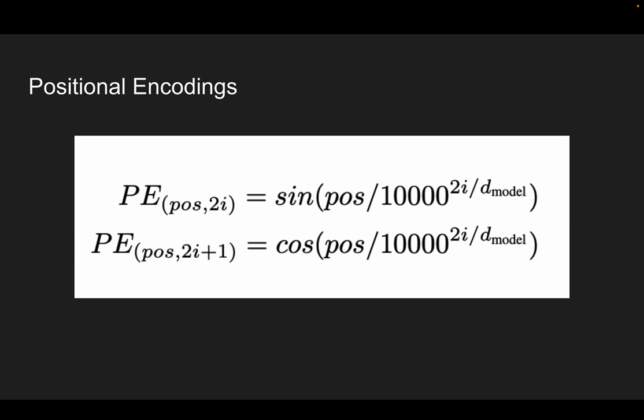So to address this, the authors included positional encodings to inject information back into the system about each token's position within the sequence. Positional encodings are added into the input embeddings, and they basically allow the model to distinguish tokens based on their positions.